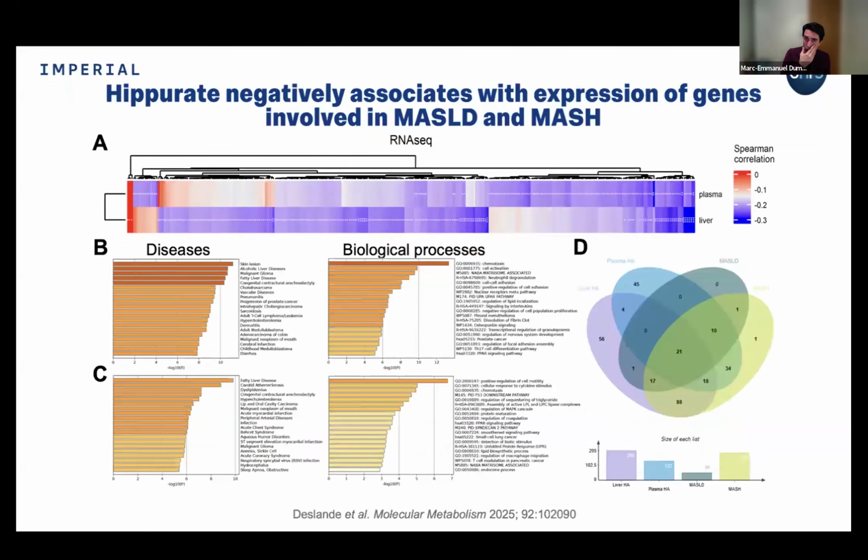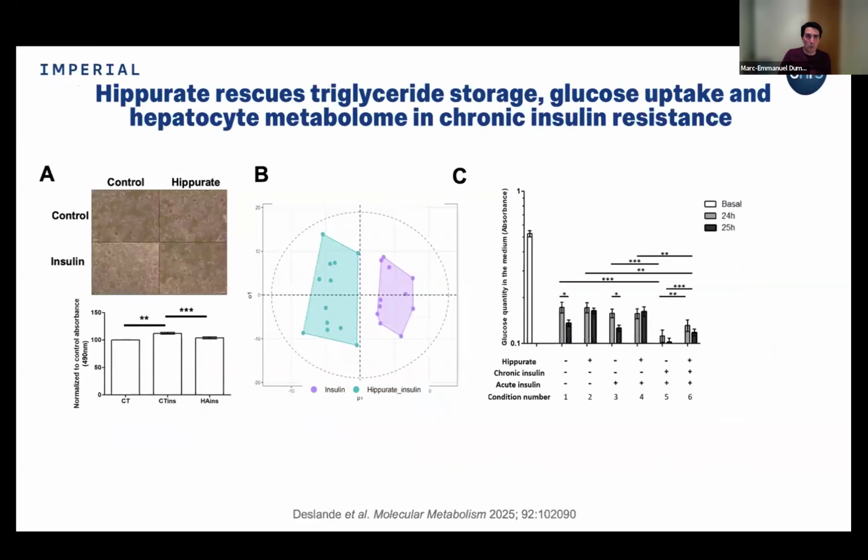We looked into the hepatic gene expression, and what we found is that hippurate tends, again, it shouldn't be a surprise, to negatively associate with expression of genes involved in MASLD and MASH in the ABOS population, which triggered us into testing the role of hippurate on human hepatocytes.